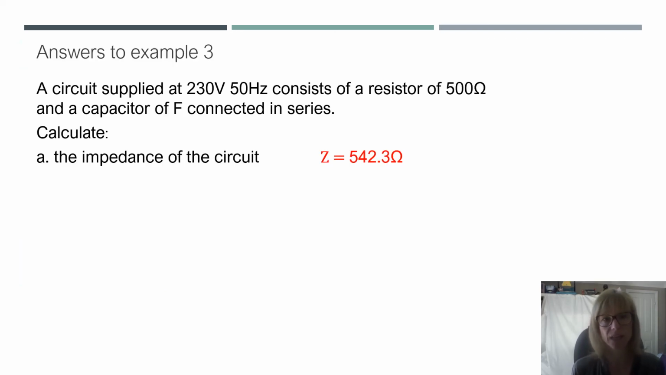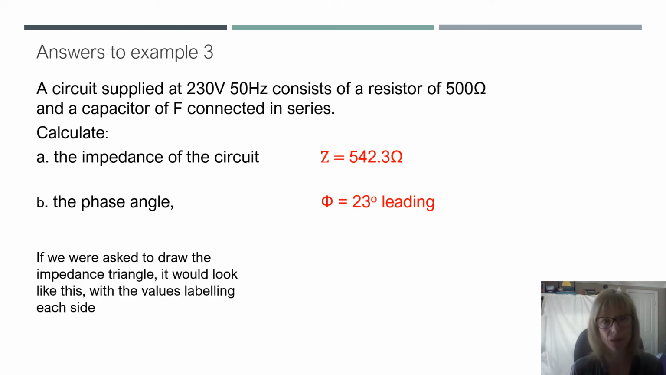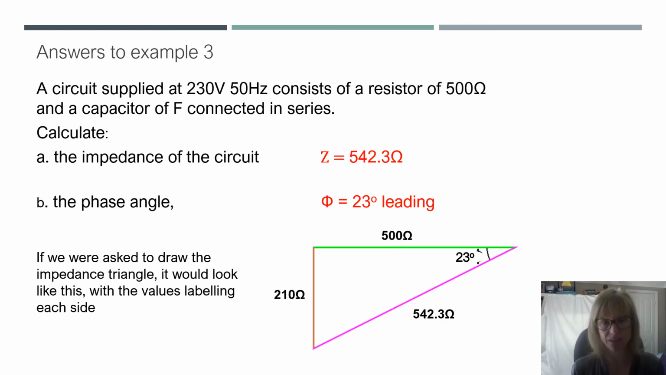Okay, so finally, the answer to that question: we've calculated the impedance of 542.3 ohms and the phase angle of 23 degrees leading. If you were asked to draw the impedance triangle, it would look like this, and you would label each of the sides with the values that you've calculated.